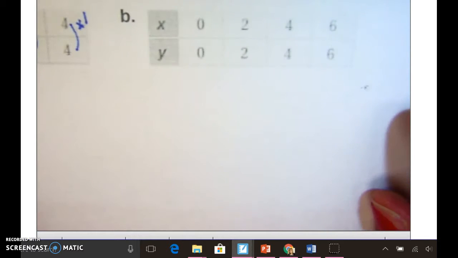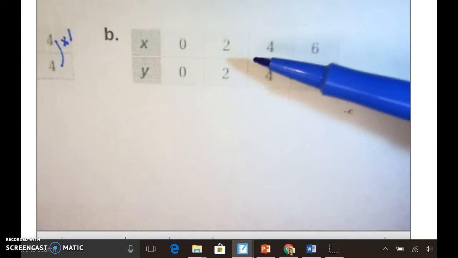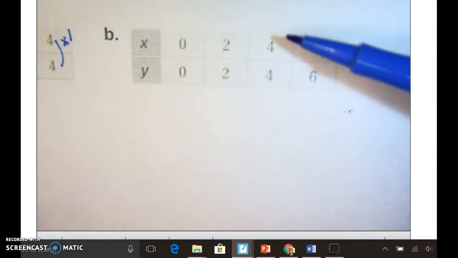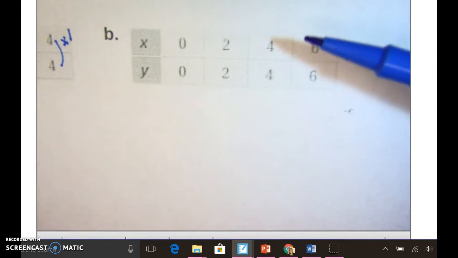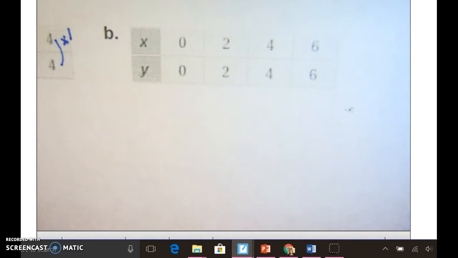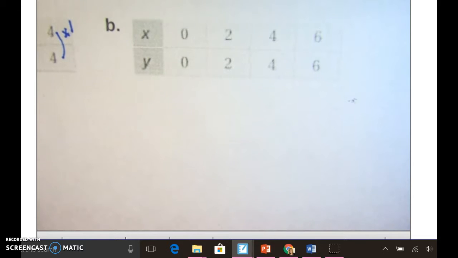So now I want you to try B. Look and see if the same thing is happening each time to your x to get your y, and if it is, then the answer is yes, it's a direct variation. So you should try B now.